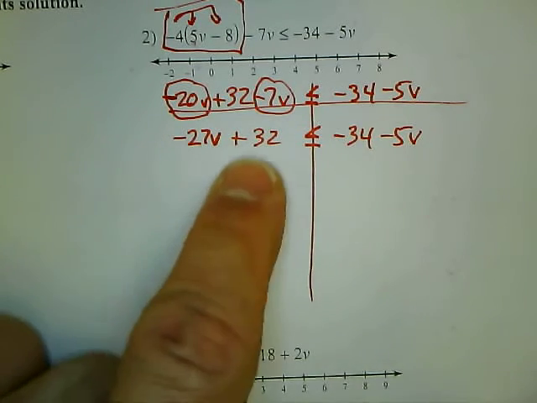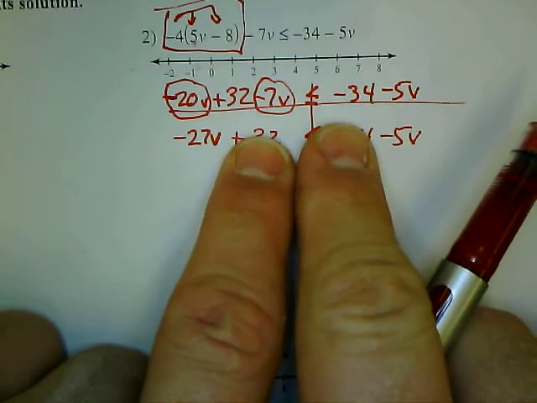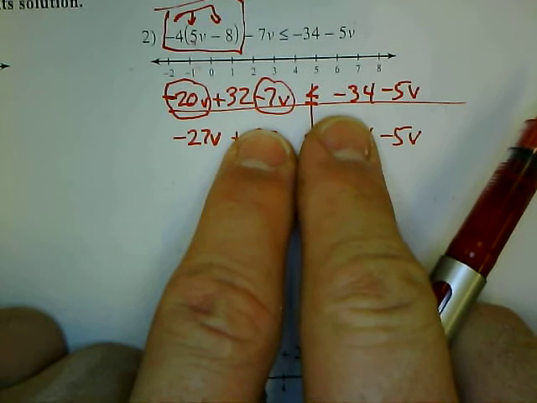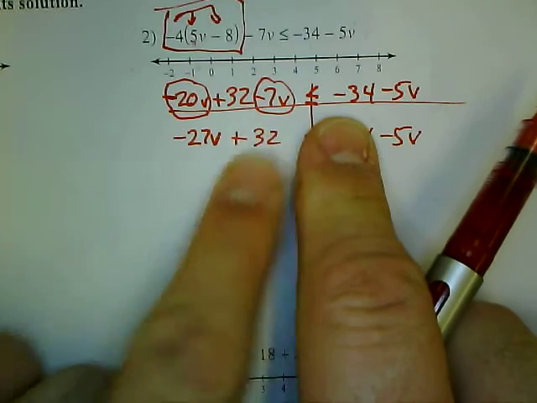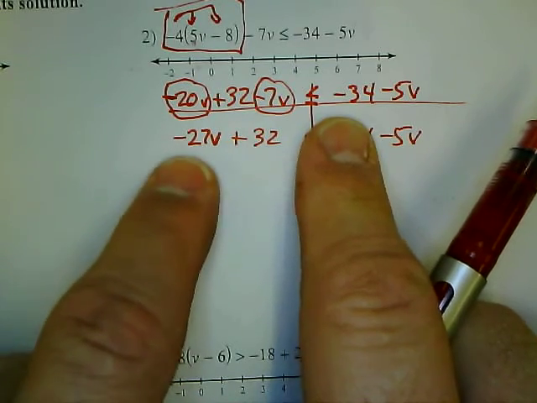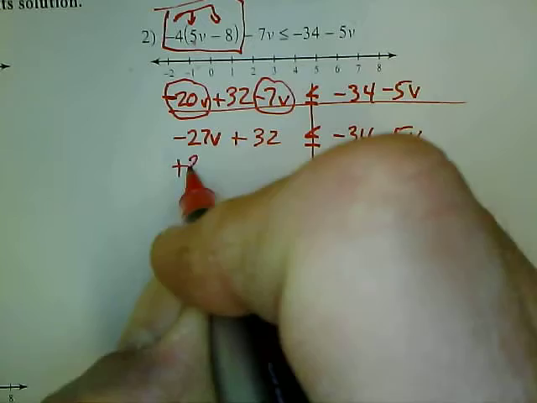We're gonna get rid of the extra variable, so we cover that up. We see that there's negative 27 and negative 5v, and we're gonna do it the easier way. Negative 27 is the lower number, so we're gonna add 27 to both sides.